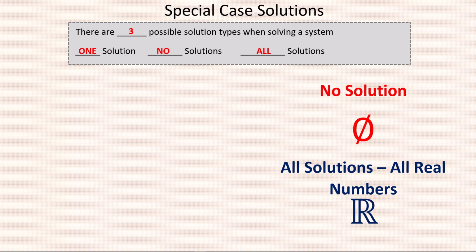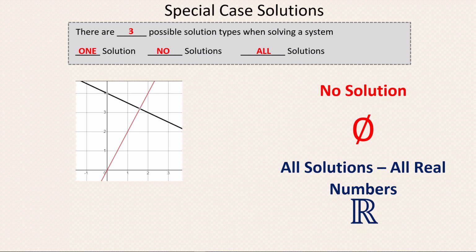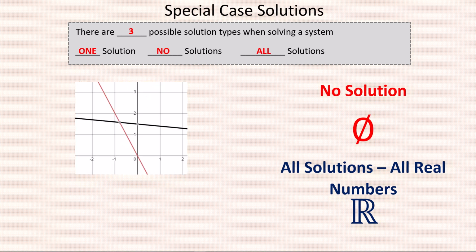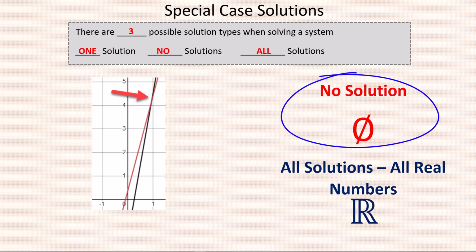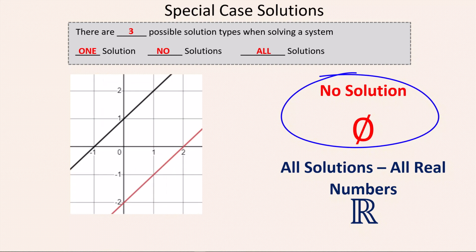Think about it for a moment and see if you can come up with a general idea of when these two special cases could occur. Here are some examples of systems with one solution, one point in common, one point where the two lines cross. We've seen several examples of this already. Have you come up with an idea of when there might be no solutions? If you thought, when the lines are parallel, you are correct.